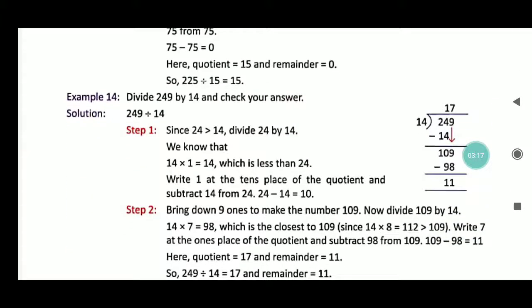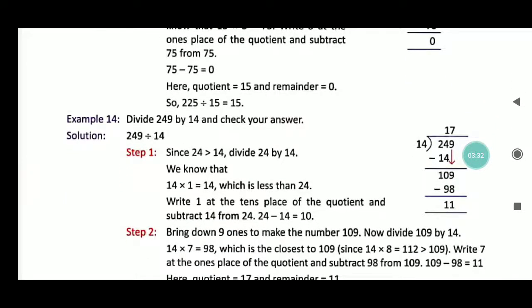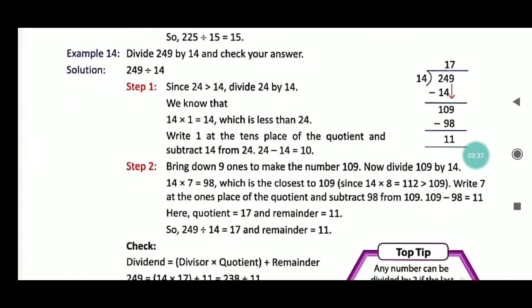Now another one: divide and check your answer. Divide 249 by 14 and check your answer. Similarly, what we have done in example number 13, same thing we will do over here. In step 1, since 24 is greater than 14, divide 24 by 14. We know that 14 into 1 equals 14, which is less than 24. Write 1 at the tens place of the quotient and subtract 14 from 24. So 24 minus 14 equals 10.